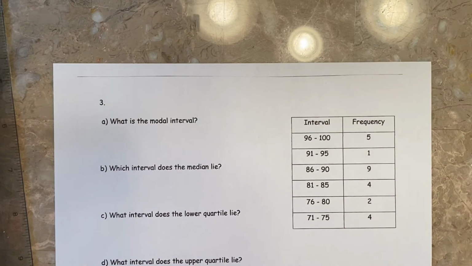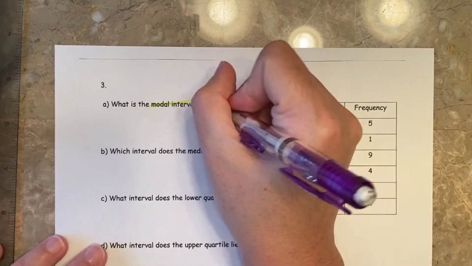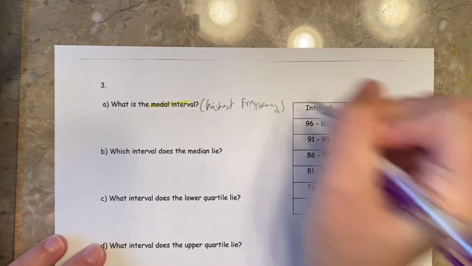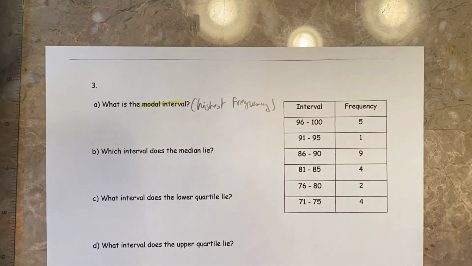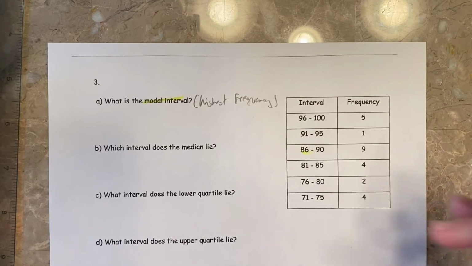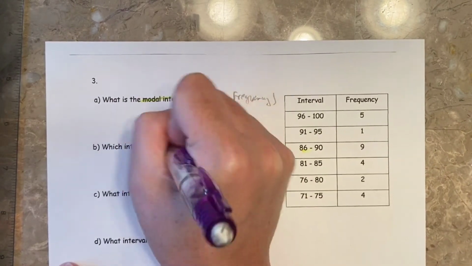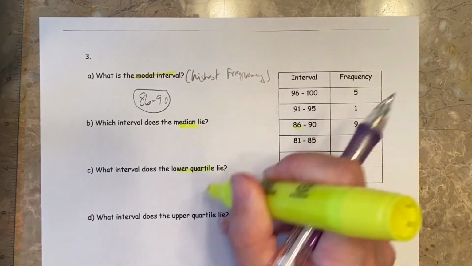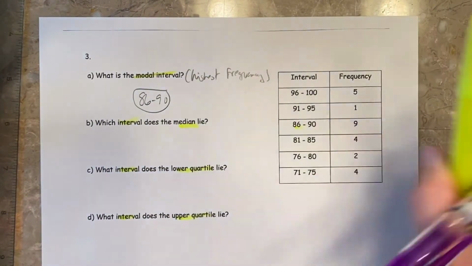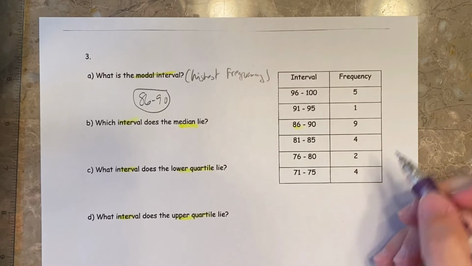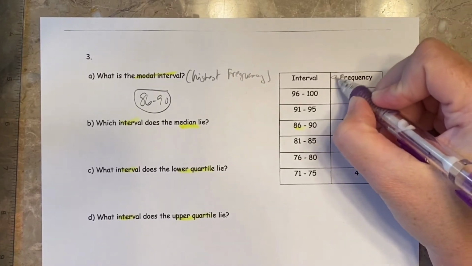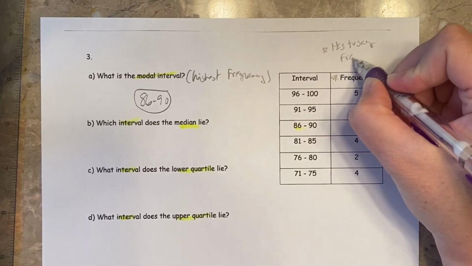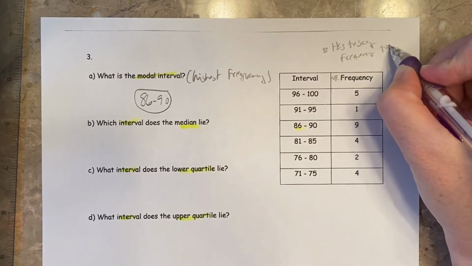Okay, modal interval. So modal interval is our highest frequency. All right, so we're looking at a table, interval and frequency. Our highest frequency is going to be right there, 86 to 90. Okay, you have this one on your stats quiz too. Now I'm going to do the median, the lower quartile, the upper quartile. I want to know what interval it is, and we're going to do the shortcut. Really, really important: it has to say frequency, which this does, to do the shortcut.